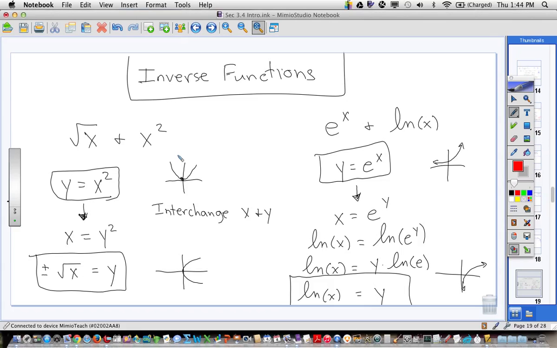But it is worthwhile for us to review some of the ideas about inverse functions, because that will come up from time to time as we go throughout the year.